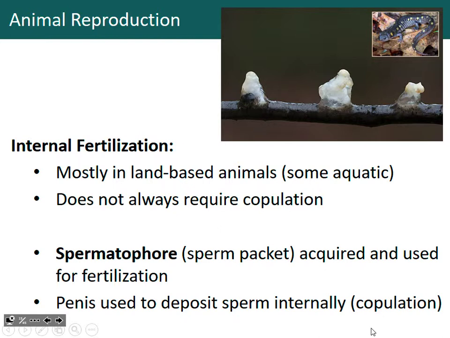Copulation is not required for internal fertilization. Most birds, for example, don't have copulatory mechanisms. Many insects also don't have copulatory mechanisms but have internal fertilization.